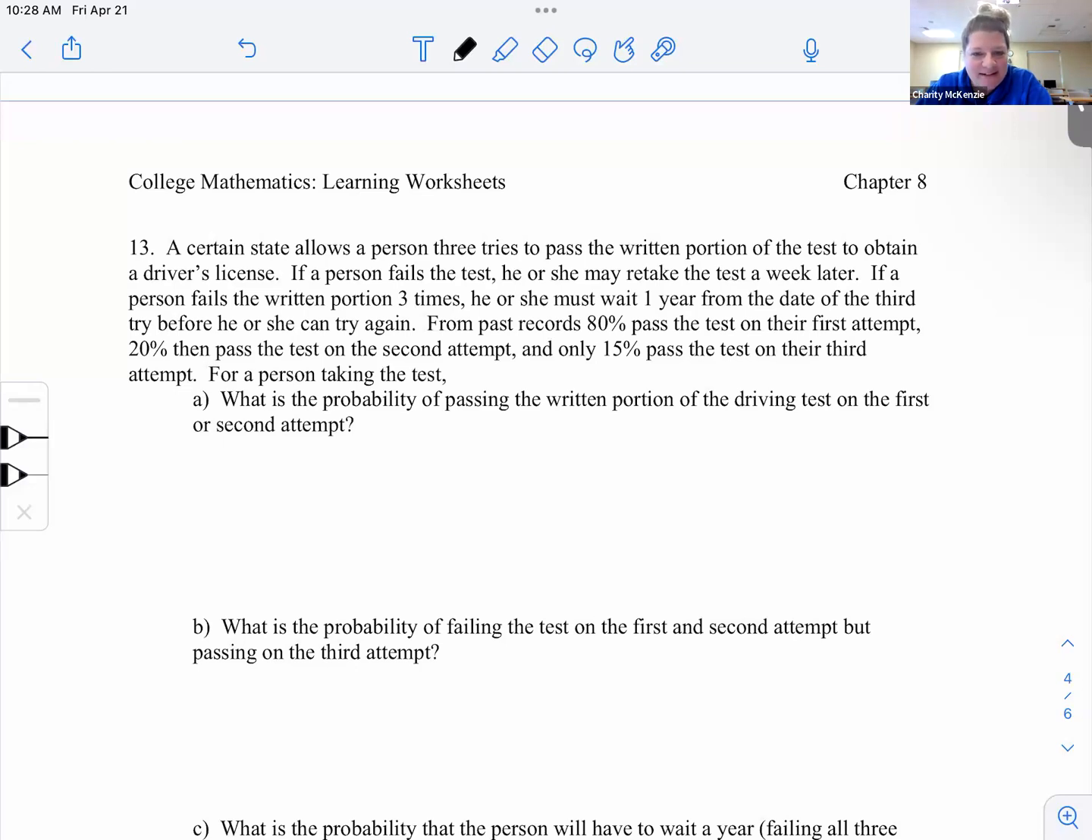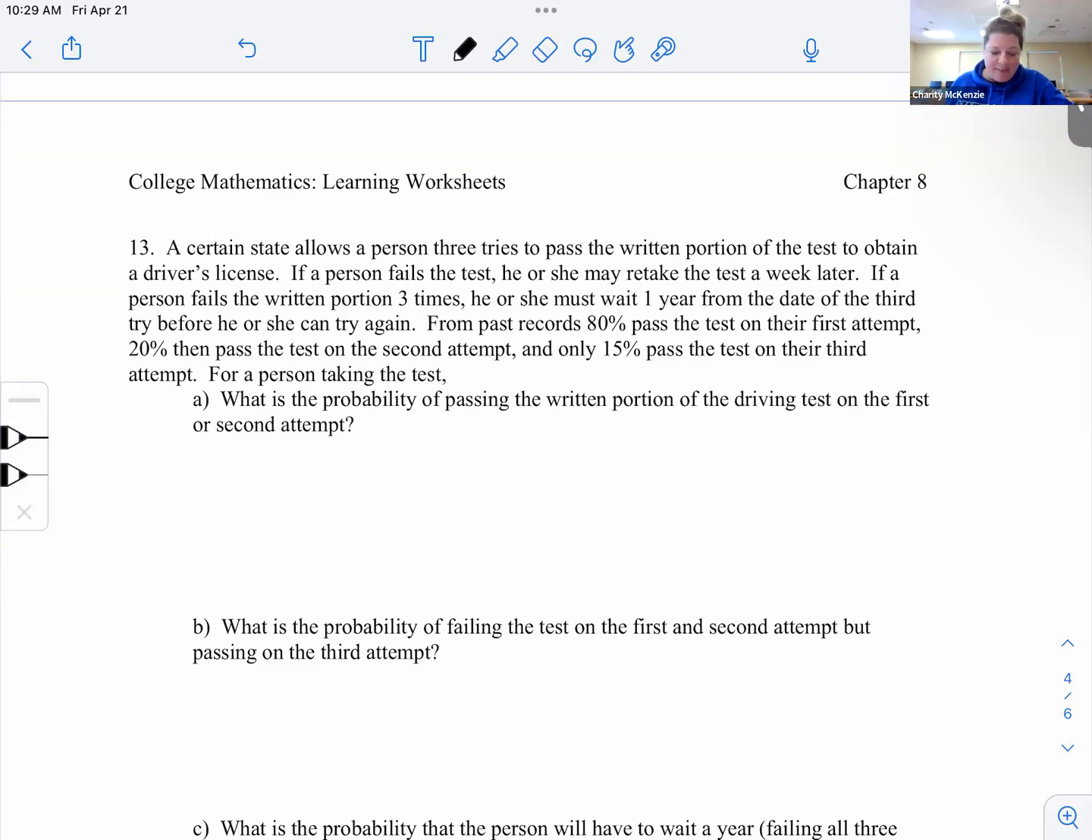From past records, 80% pass the test on their first attempt, 20% pass on their second, and only 15% pass on their third attempt. Okay, what's the probability of passing a written portion of the driving test on the first or second attempt? So what's the probability of passing it on your first?